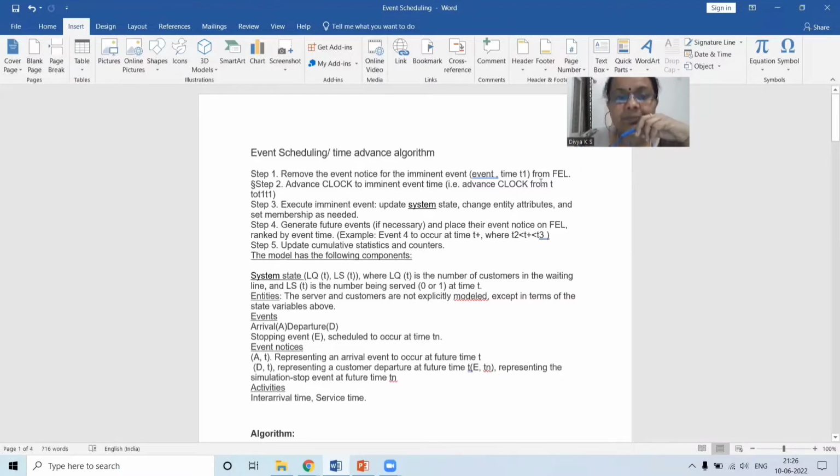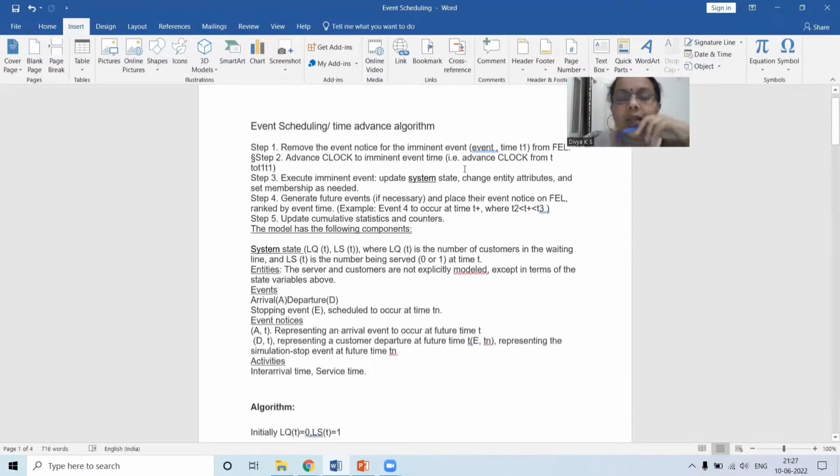the event notice. And step number two, the advanced clock of the event time we have to calculate and then execute the event. Finally, step number four will be generating the future event and updating the cumulative statistics. So these are generally the four steps. Step five, what they are telling about the event scheduling or time advance algorithm. So before going for this model, you want to know some of the main components.